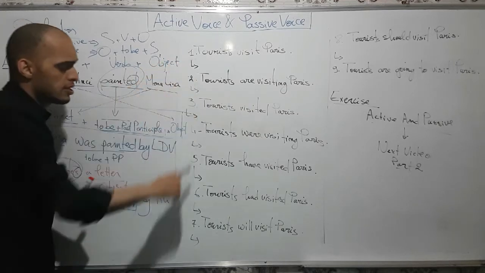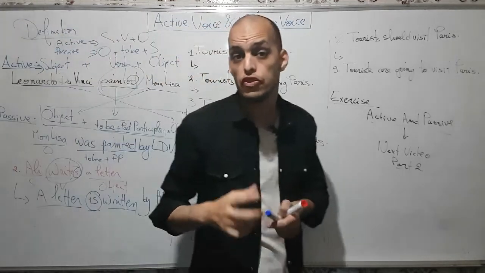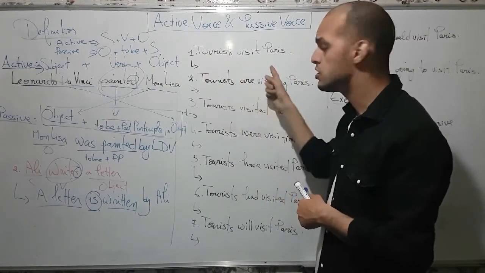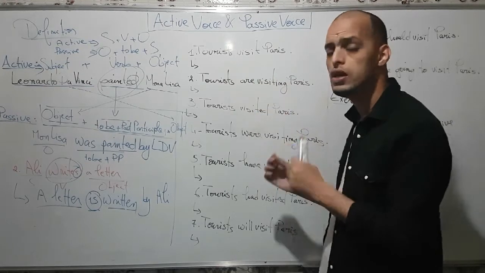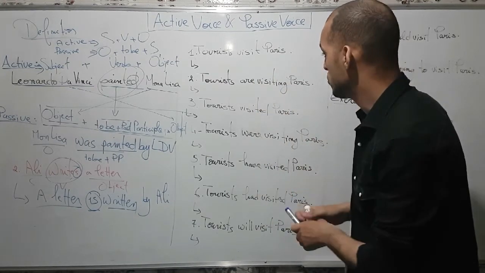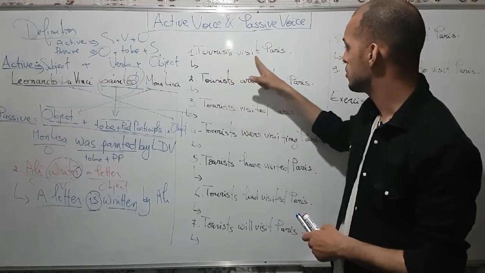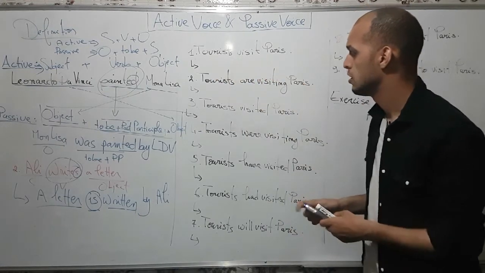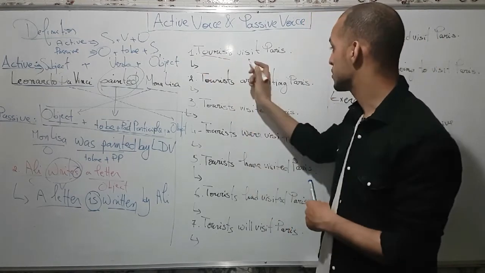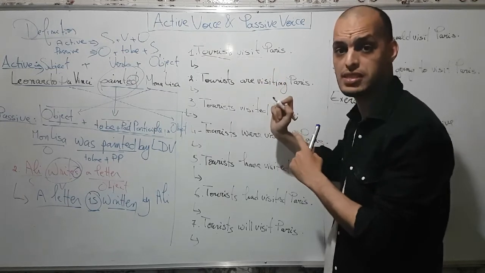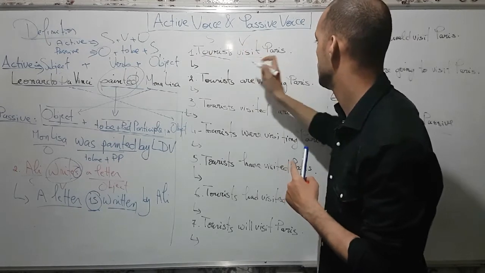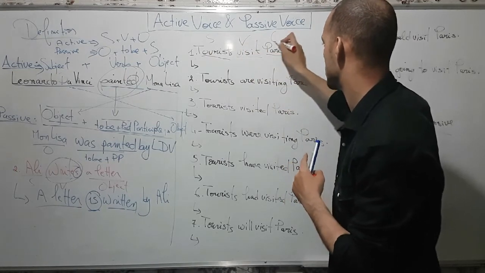So let's discover these sentences with different sentences. Okay, we have the same sentence but different in the tense. Okay, so let's see here: tourists visit Paris. Okay, tourists subject in the plural, visit, subject, this is subject, visit verb, Paris is an object.